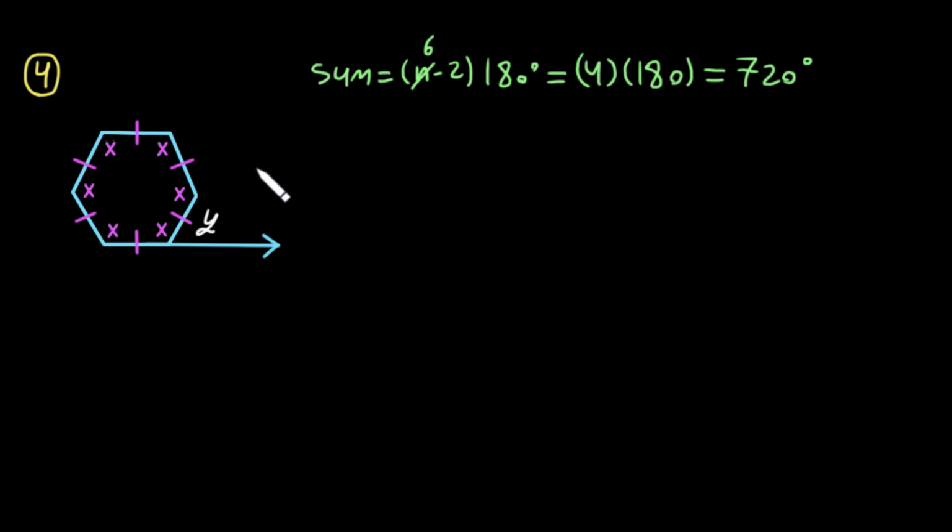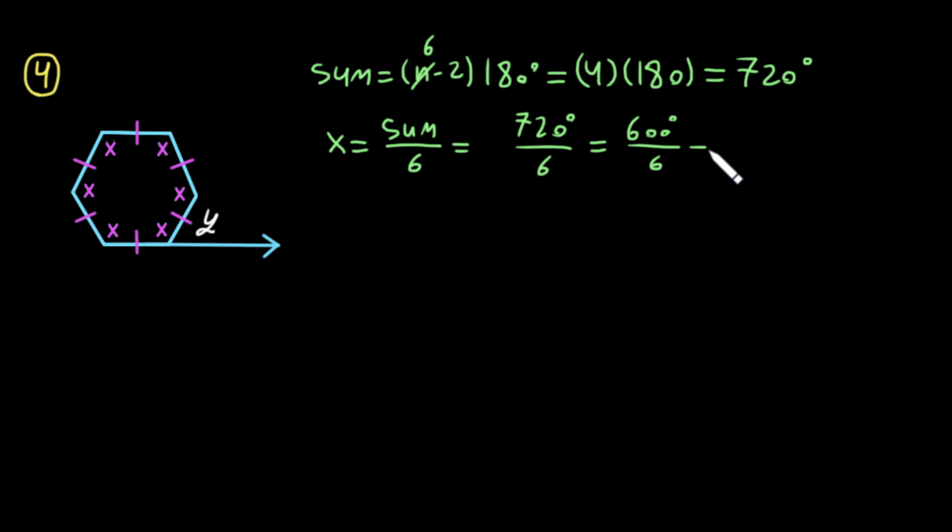Now to find the x here, we can say x equals the sum of interior angles divided by the number of the angles, which is 6, so 720 divided by 6. It's like 600 degrees divided by 6 plus 120 divided by 6. So 6 divided by 6 is 1, so 100, plus 12 divided by 6, which is 2, and here we have to put 0. So the answer will be 120 degrees.